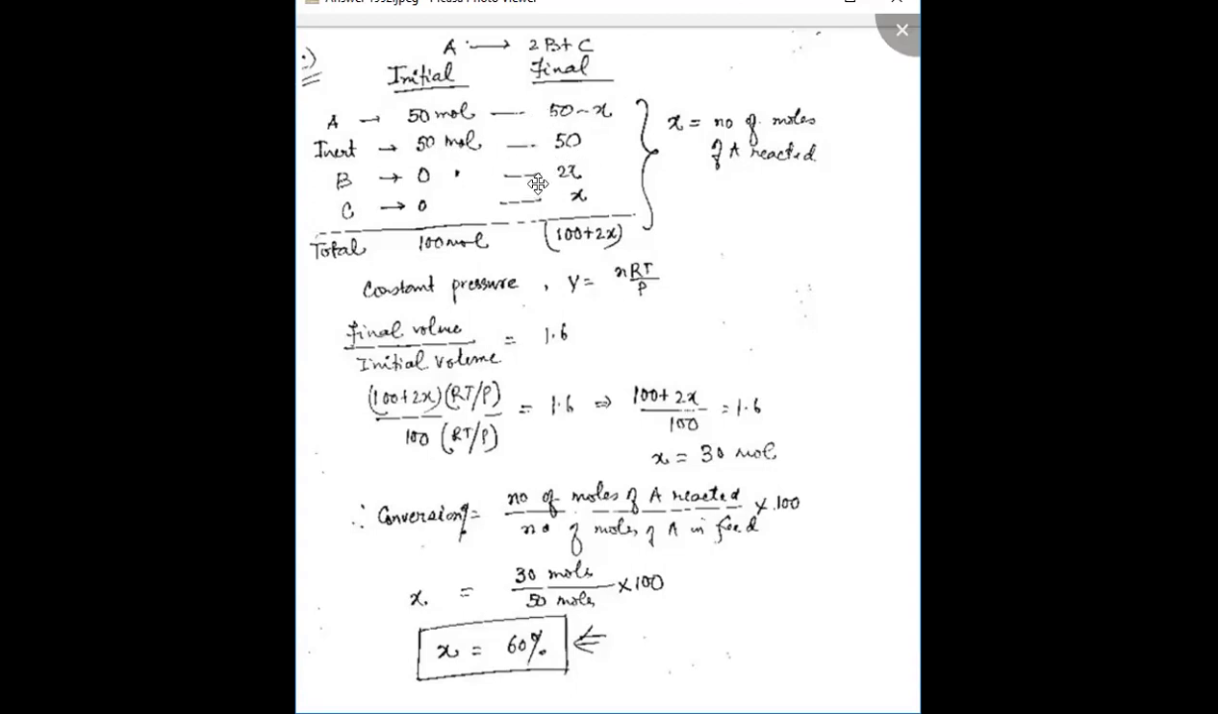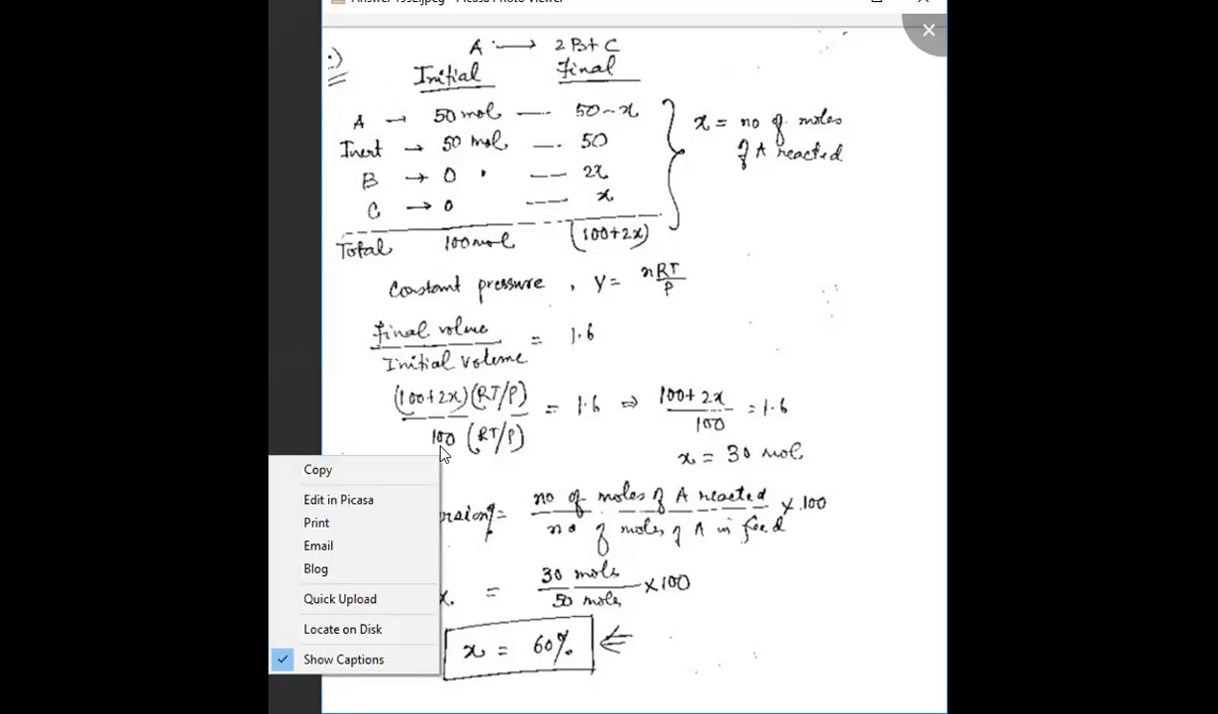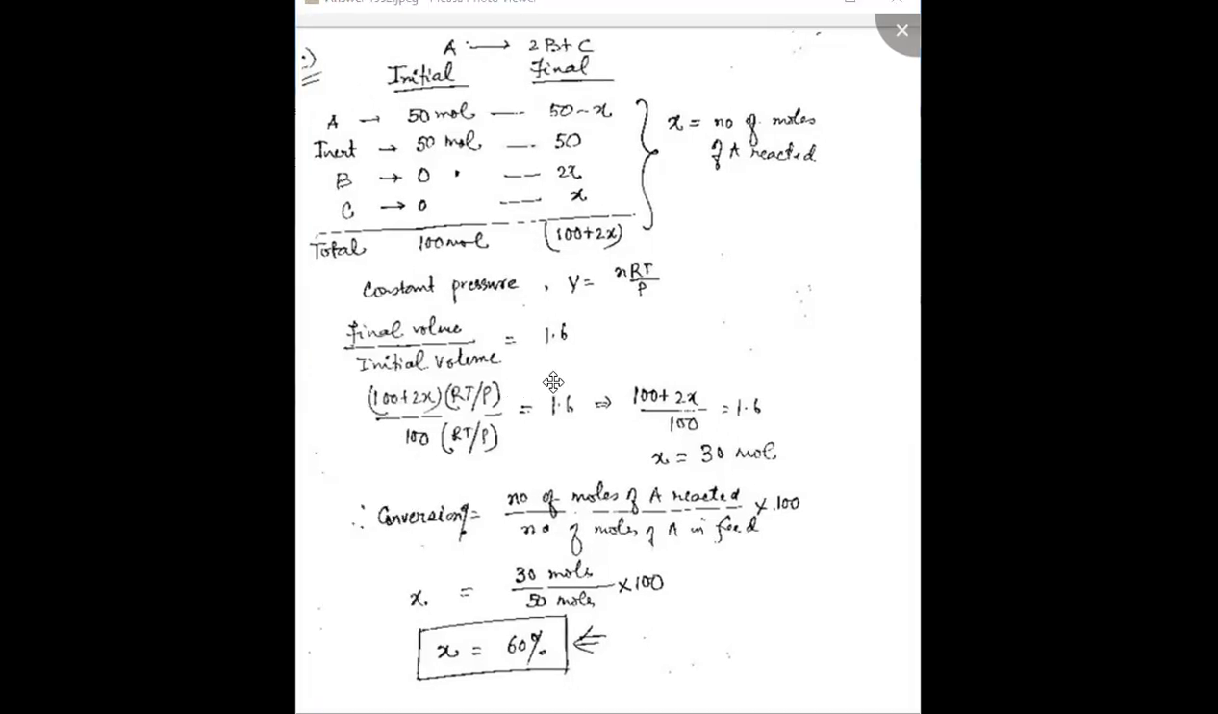So here 2B will be there, so 2X. C will be there, so X. So total, here total. So we can take final moles 100 plus 2X divided by initial moles 100. Using this, we can find out the value of X. So number of moles of A reacted means CA0 minus CA, it means 30 divided by number of moles of feed. It means 50 we feed because 50% of A is given. 30 divided by 50, the conversion will be 100. So now it is okay.